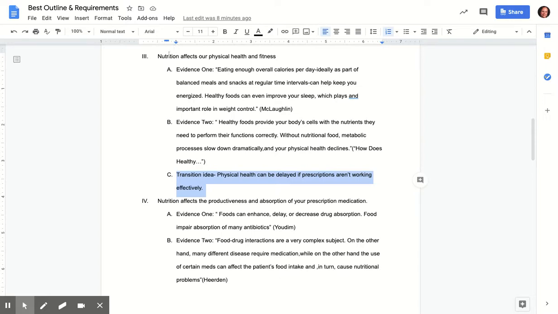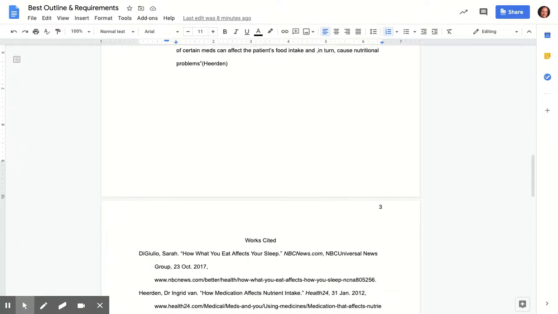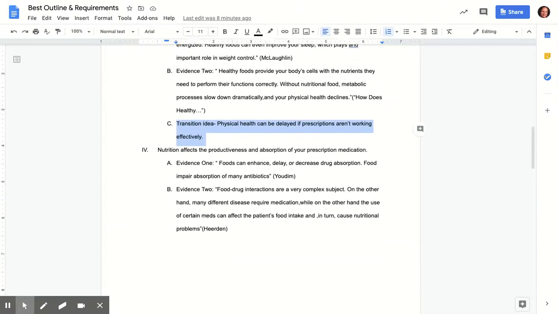So in this paragraph, for example, we're talking about physical fitness and health, and the transitional idea that I have at the end of the paragraph is that physical health can be delayed if prescriptions aren't working effectively, and that leads me directly into the following paragraph about the absorption of prescription medication and the relationship to nutrition, right? So that's one thing we are going to add to our outlines that we didn't have in the last outline we did.